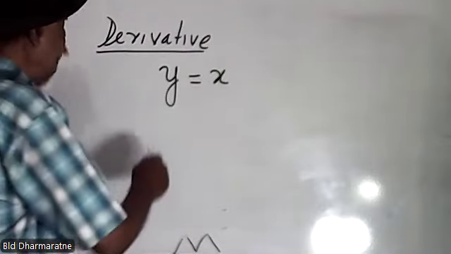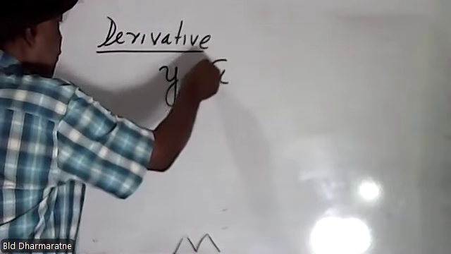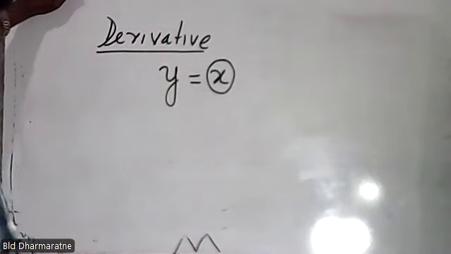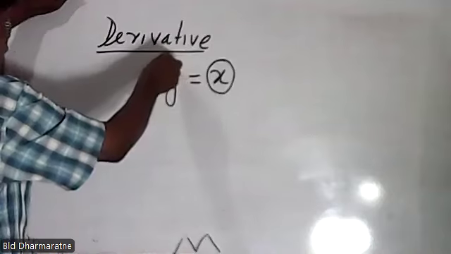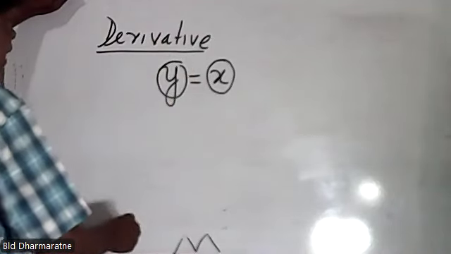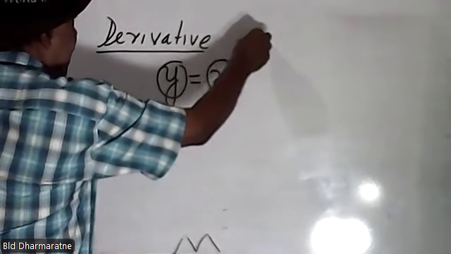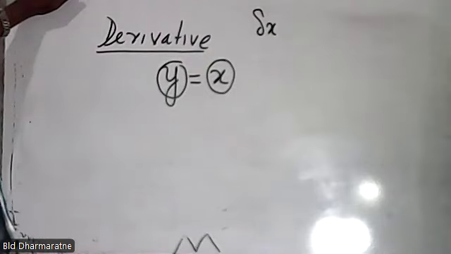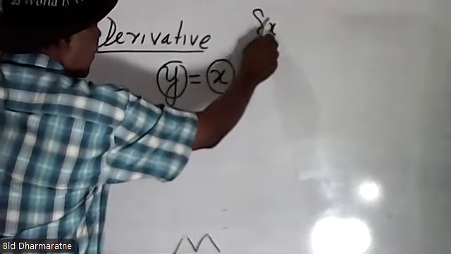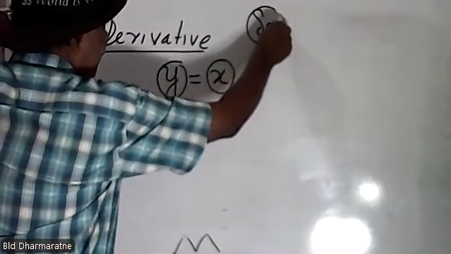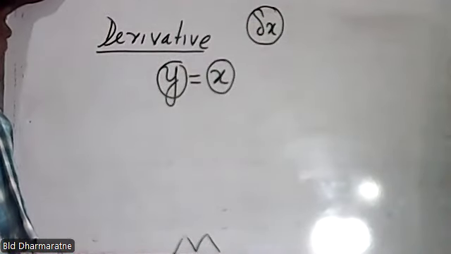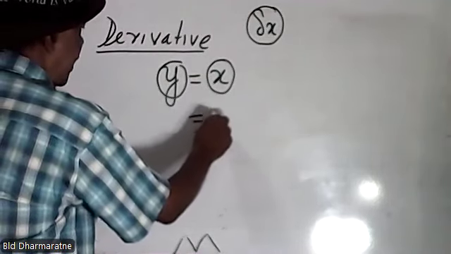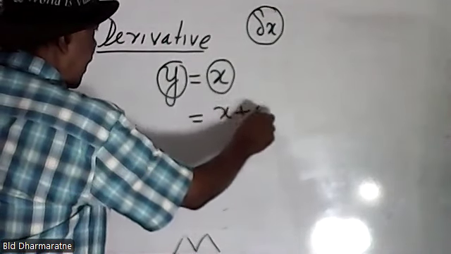Now here, we give a small increment to x. What is happening? y also changes. We say delta x. Delta x, right? It is a Greek letter, delta x. This is not delta times x; it is one quantity, delta x. x is incremented by delta x. What is happening? Here, x plus delta x.